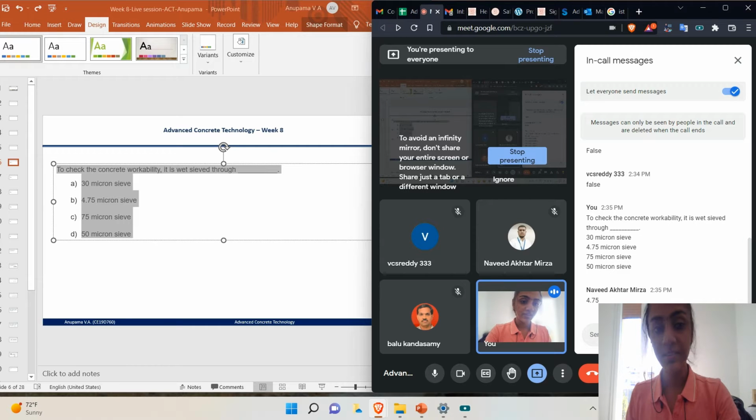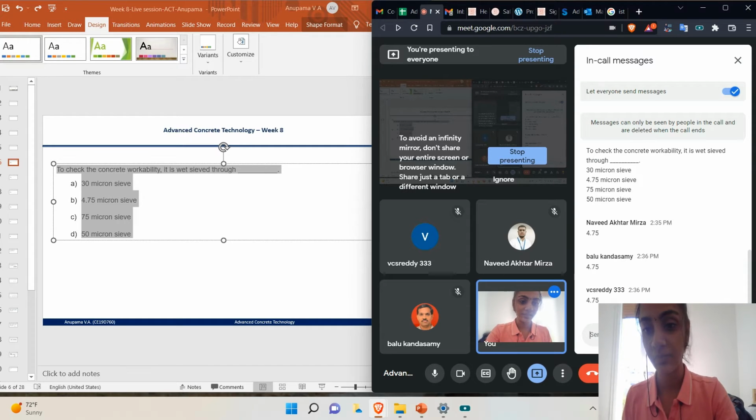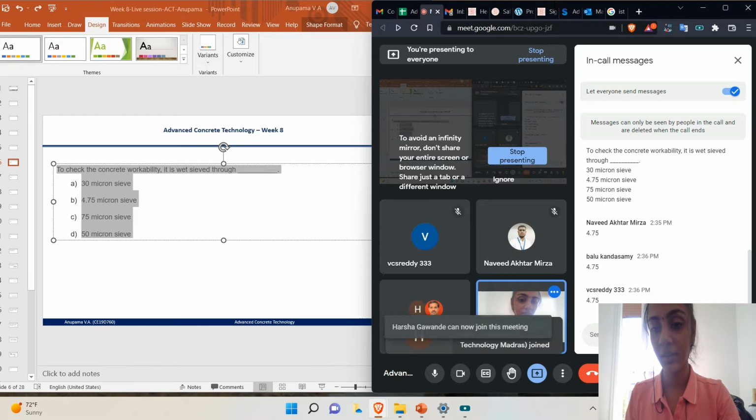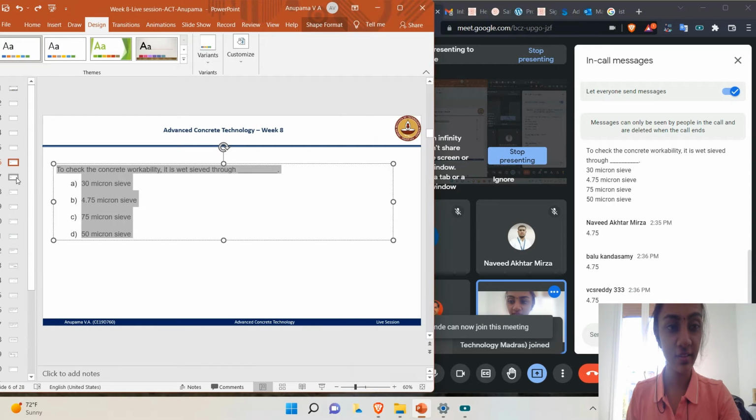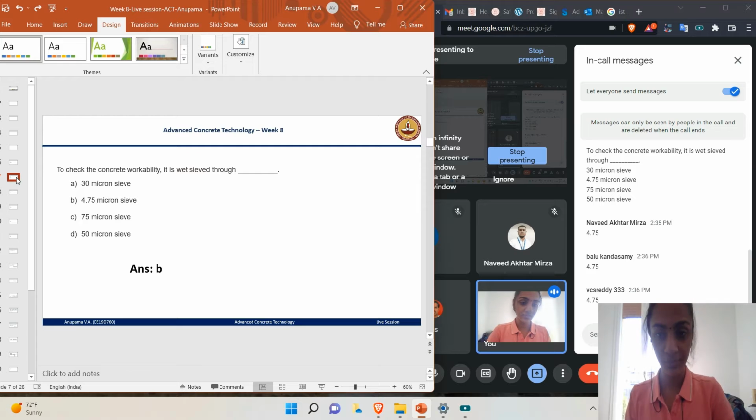So wet sieving is a process followed to check the concrete workability. So what is the sieve size through which the concrete is sieved to check the workability? I mean, as one of the steps before checking the workability. Okay. So the correct answer is option B, that is 4.75 micron sieve.